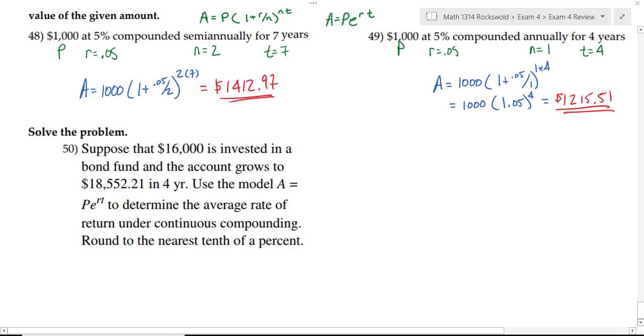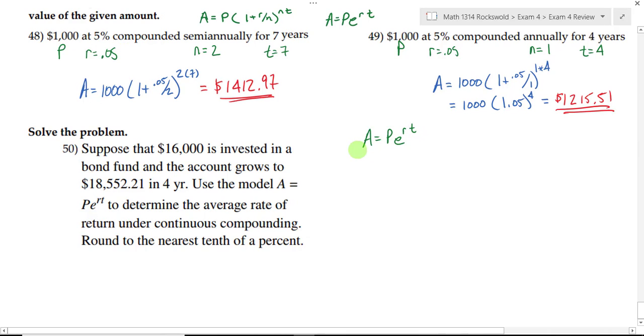And on the last problem, we're told, suppose that $16,000 is invested in a bond fund and the account grows to $18,552.21 in 4 years. Use the model A equals P e to the RT to determine the average rate of return under continuous compounding. Round to the nearest tenth of a percent. We're now looking for what variable in this equation? R. We have the equation A equals P e to the RT.